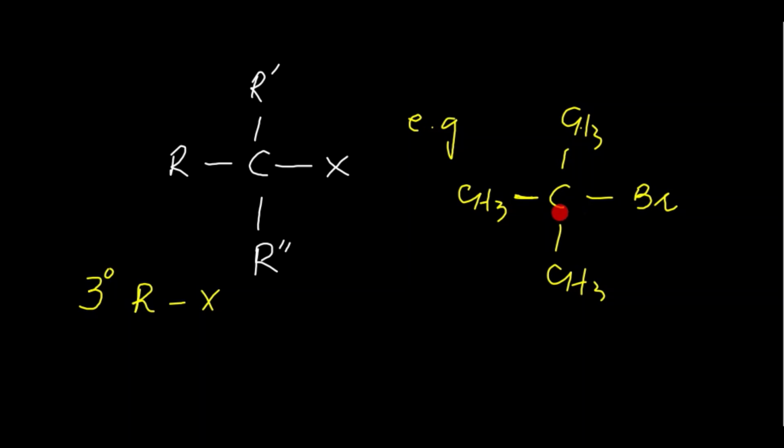This carbon is tertiary carbon because this carbon is directly attached with 1, 2, 3 more carbon atoms. Since the halogen atom is attached with tertiary carbon, this alkyl halide is tertiary alkyl halide. So this is the tertiary alkyl halide. I hope this is clear to you, students.